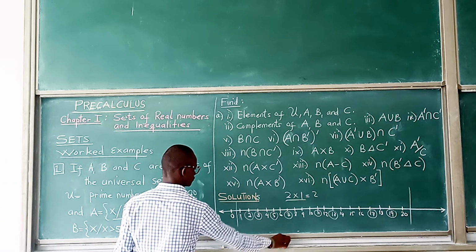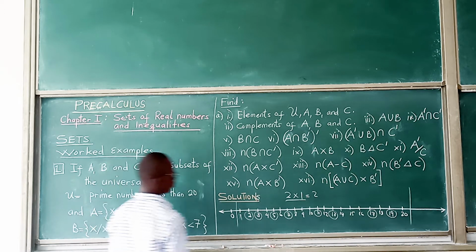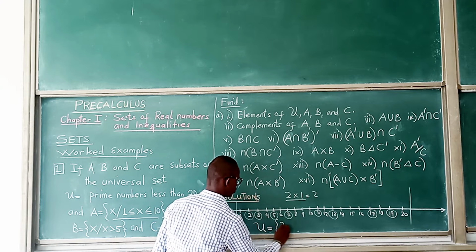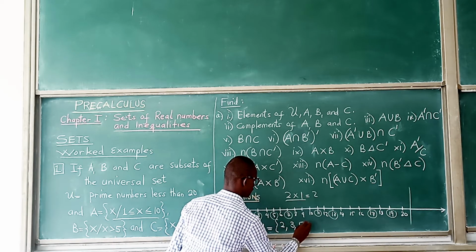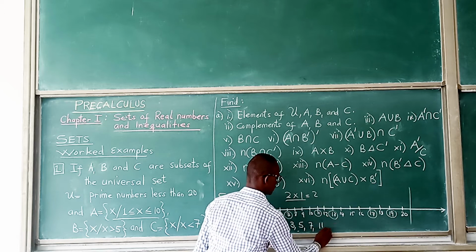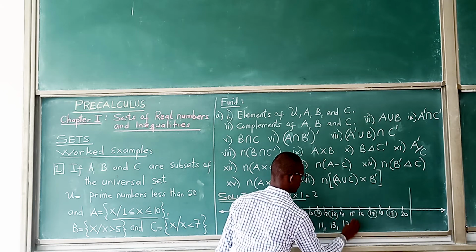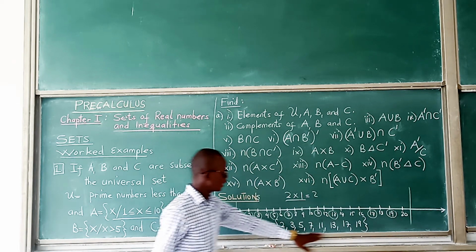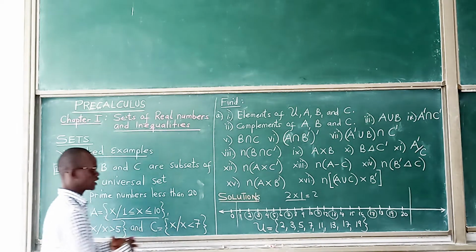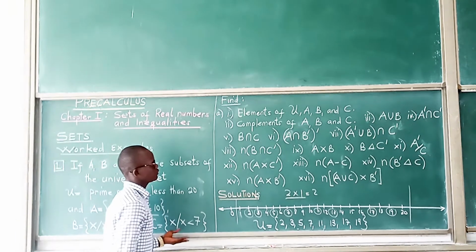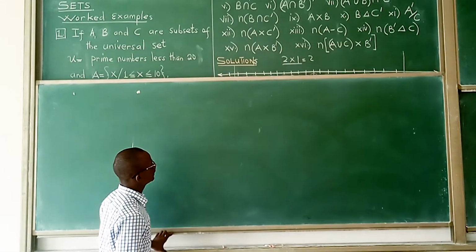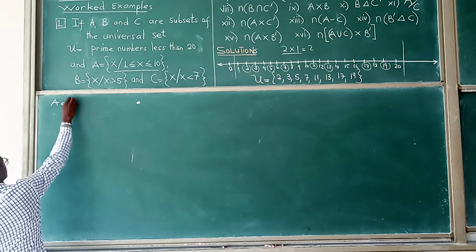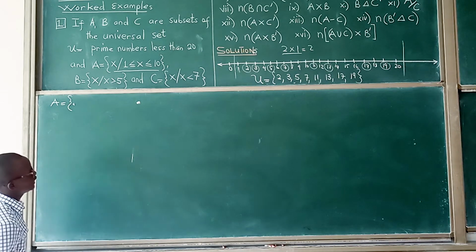So we have our universal set now to be 2, 3, 5, 7, 11, 13, 17, and 19. These are all of the elements that are part of the universal set. The next thing we are asked to do is to find set A. What are the elements of set A?